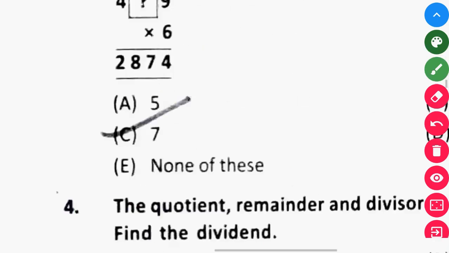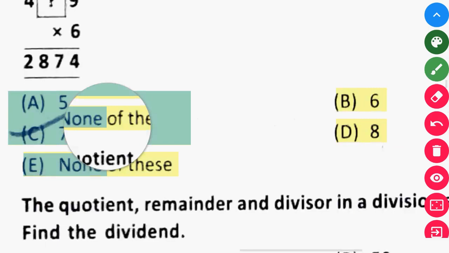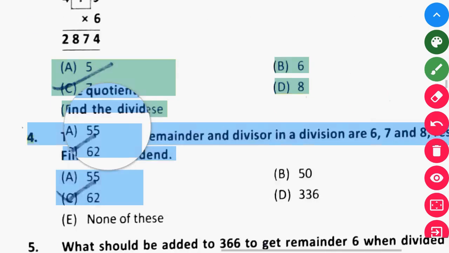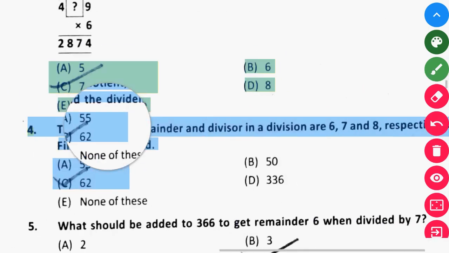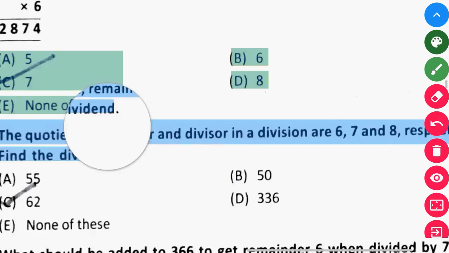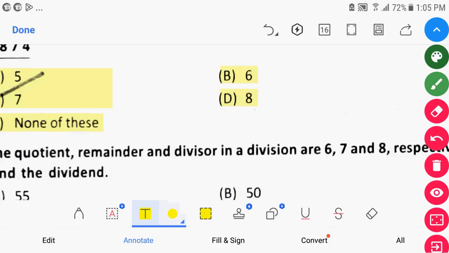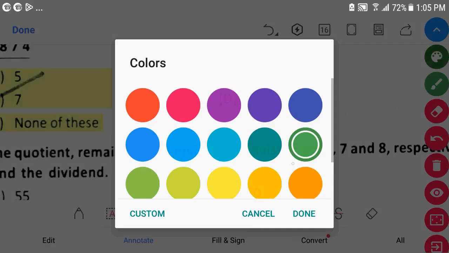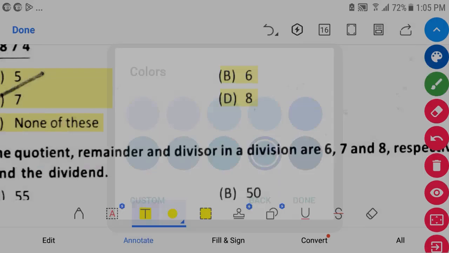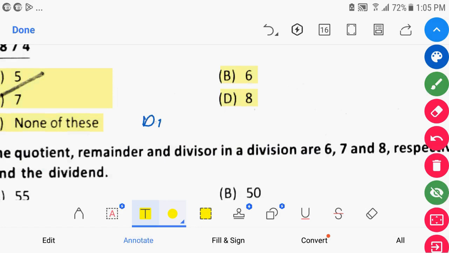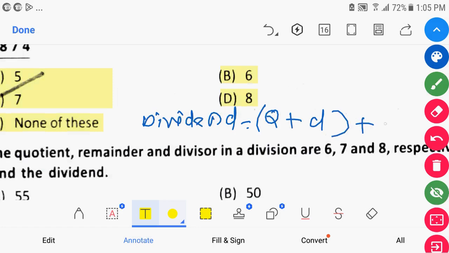Understood? Now quotient, remainder and divisor in a division is 6, 7, 8 respectively, and they had asked us about the dividend. So we know the formula for dividend. What is the formula to calculate the dividend? If quotient is multiplied by divisor and remainder is added, we get the dividend.